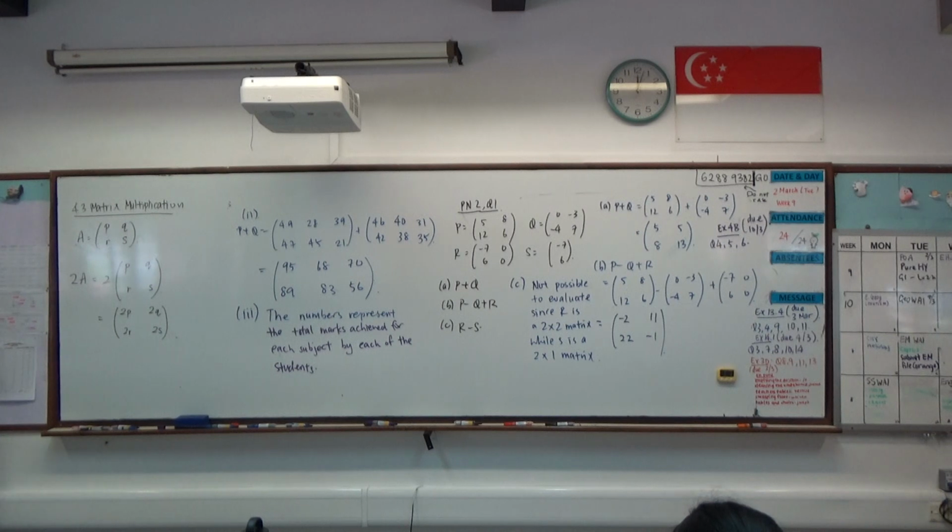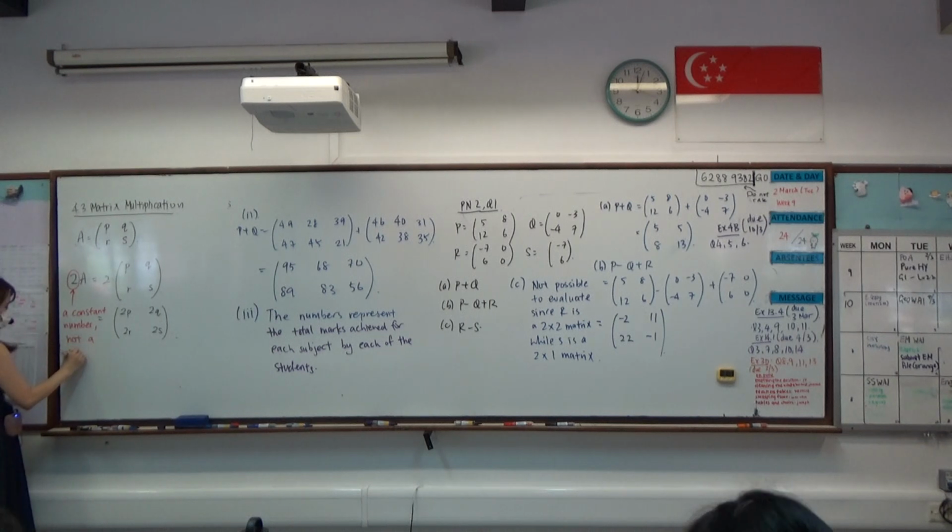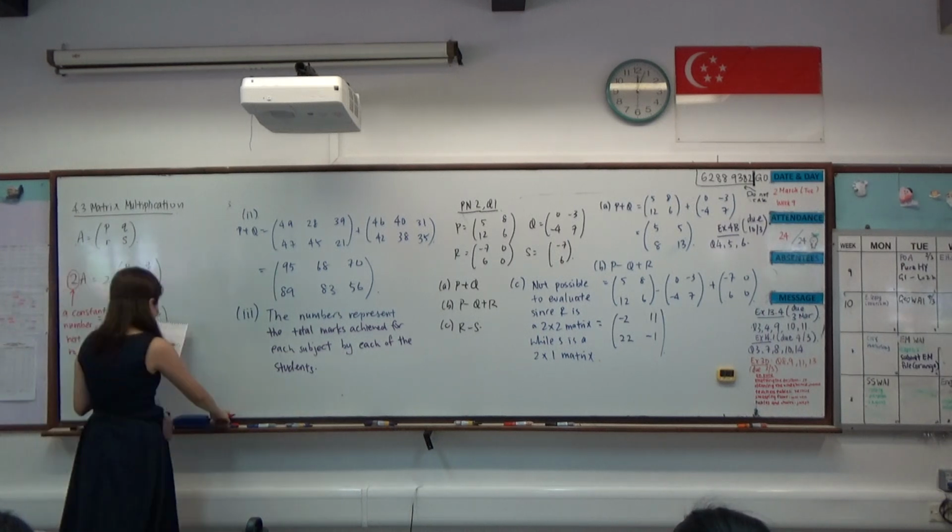Okay, so as long as we are taking a constant number, this is a constant number, not a matrix, because there are no brackets. So it is not a 1-by-1 matrix, it is just a number itself. Then this is how we go about doing our multiplication. Okay?